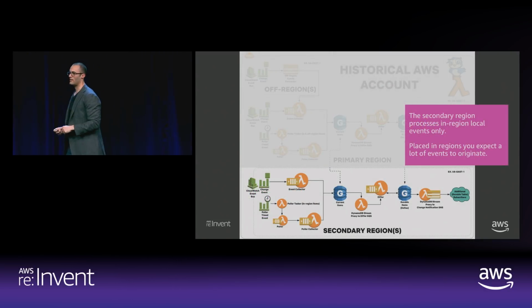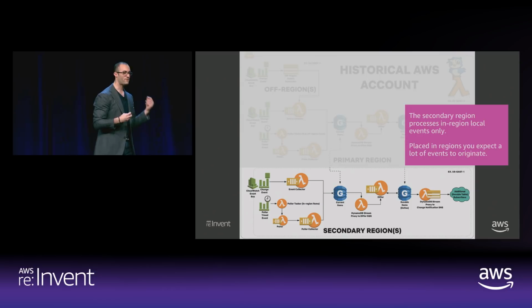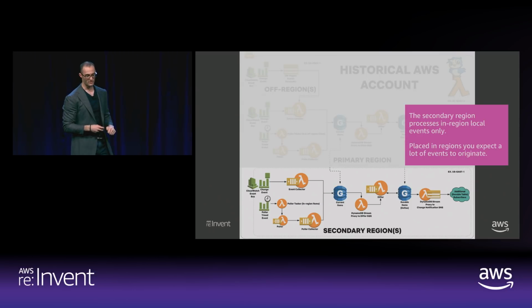There's a secondary region, and it's just like the primary region, but its concern is just the in-region local events. This is done so that you can have fast reaction to the CloudWatch events that occur.